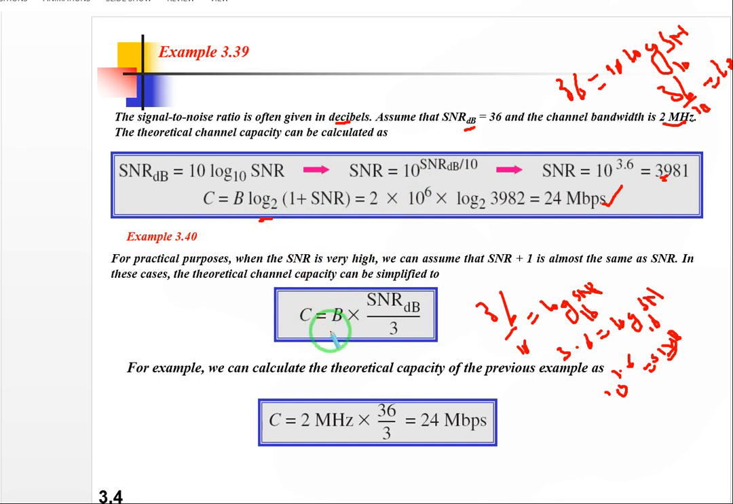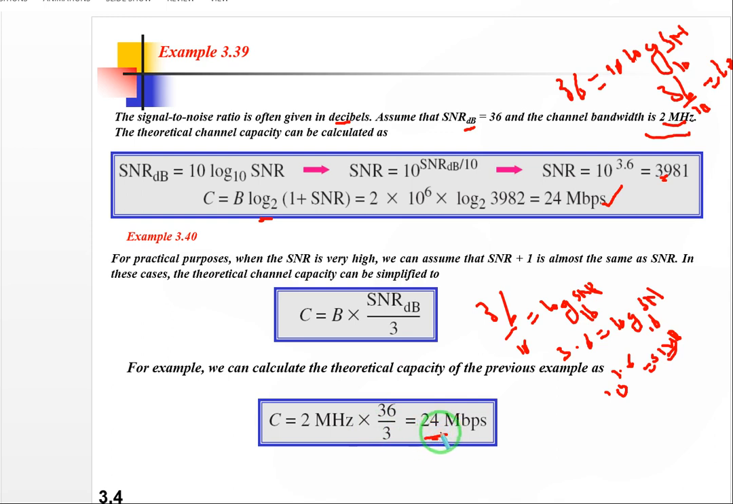C is equal to B multiplied by signal to noise ratio in dB divided by 3. Keep in mind, this is just for our ideal case. So for example, we can calculate the theoretical capacity of the previous example, where we have a 2 megahertz bandwidth and a signal to noise ratio of 36 dB, and also we have the 3. If you divide it, it comes to 24 megabit per second.